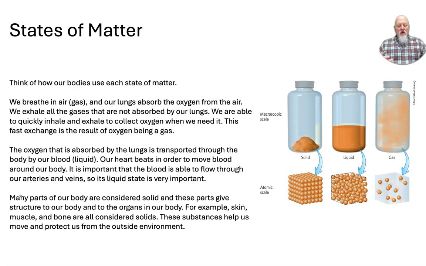The oxygen that's absorbed by the lungs is transported through the body through blood. Blood's a liquid. It flows through the body. Oxygen is transported to the different organs and organelles in our body that need the oxygen. It's carried through by hemoglobin, which we'll talk a little bit about later in the semester. The ability that the blood has to flow quickly through our body and interact with the organs in our body to deposit oxygen there, it's critical that it's a liquid.